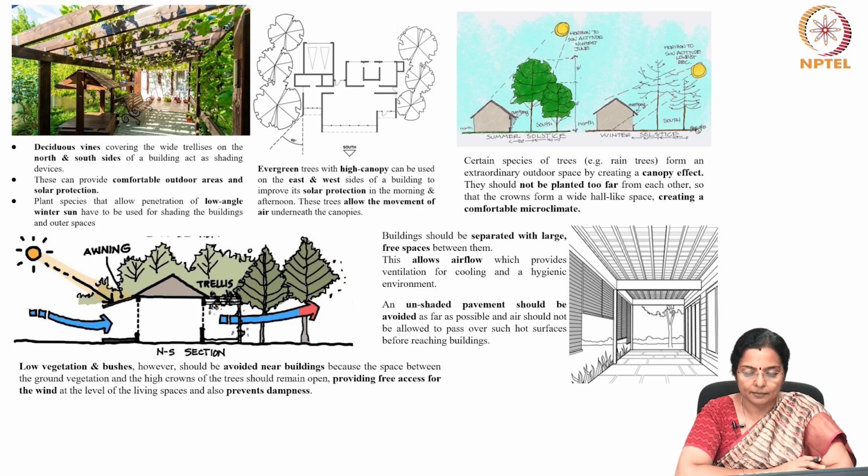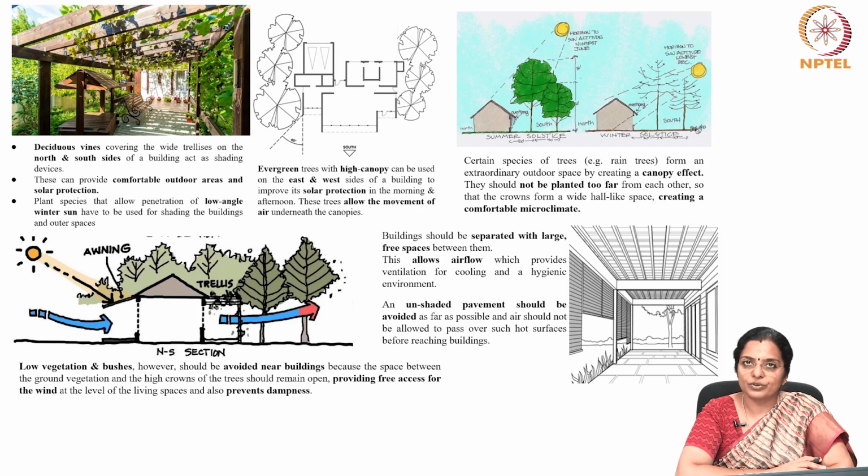outer surfaces. Evergreen trees with high canopy can be used on the east and west side of the building to improve its solar protection in the morning and afternoon. These trees allow the movement of air underneath the canopies.